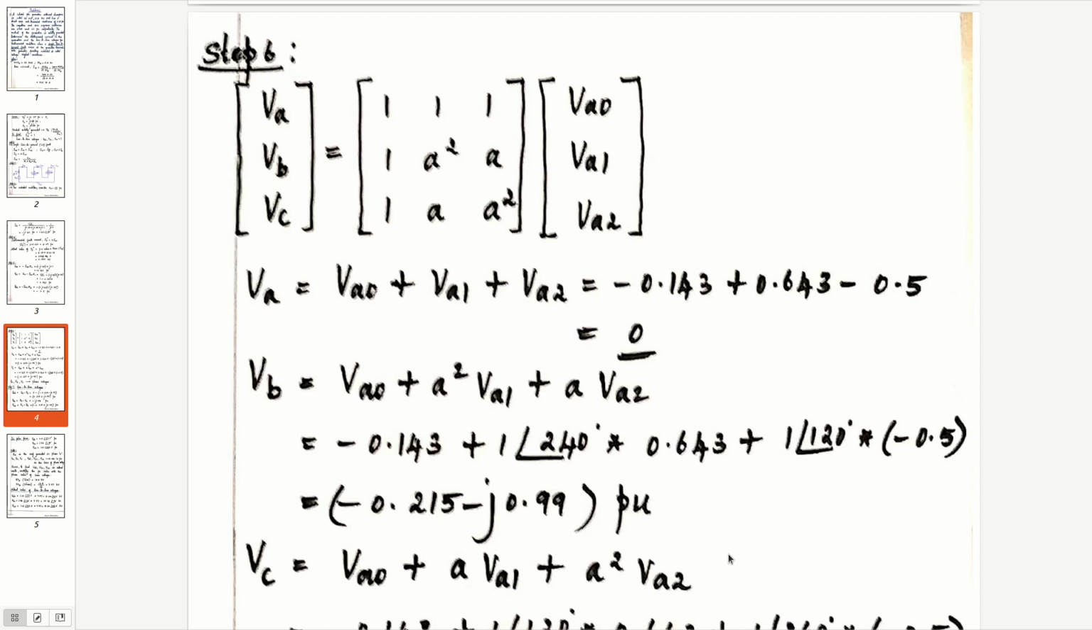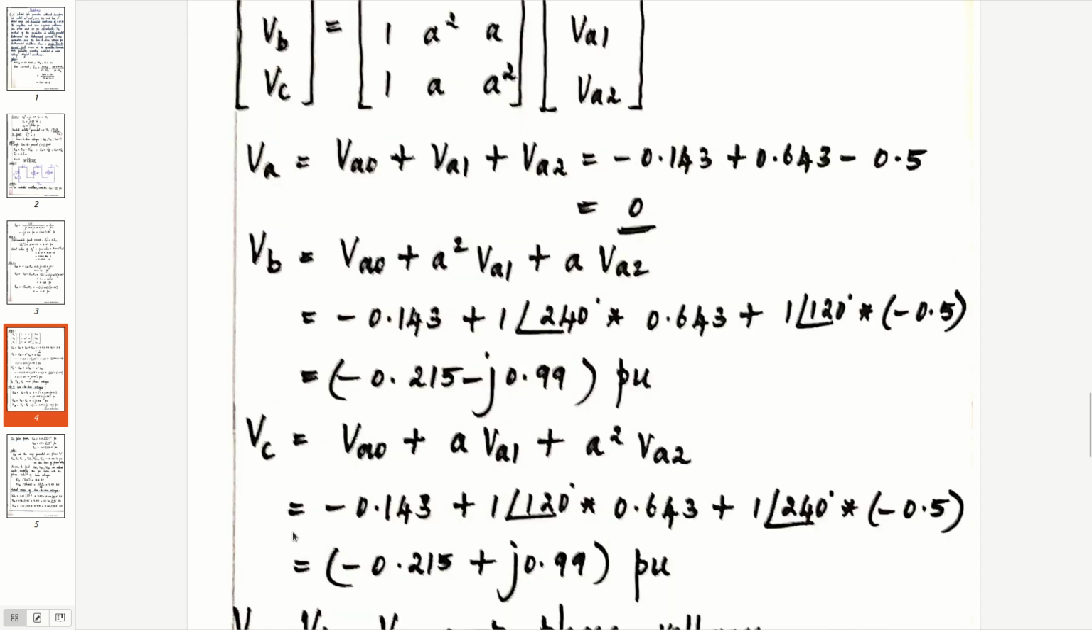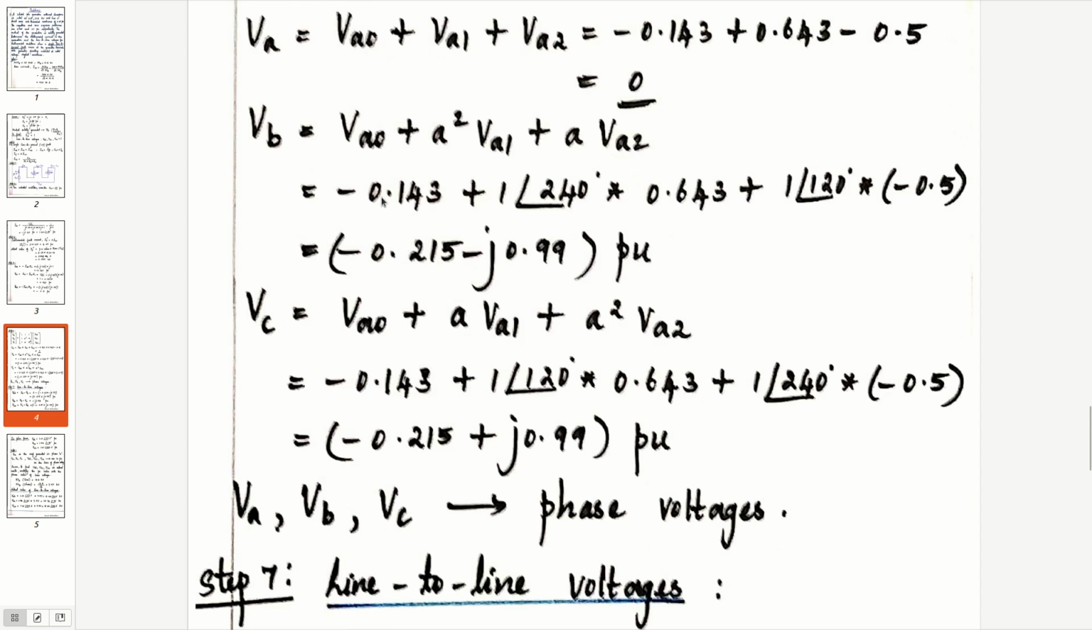Remember, this matrix form gives the phase values of voltages in terms of the symmetrical components. VA, VB, VC are the phase values, and we should be very careful about that. By expanding this matrix, you will get the formula for VA, VB, VC, which is also a familiar formula. VA is VA0 plus VA1 plus VA2. When you substitute the values, you will get it as 0.